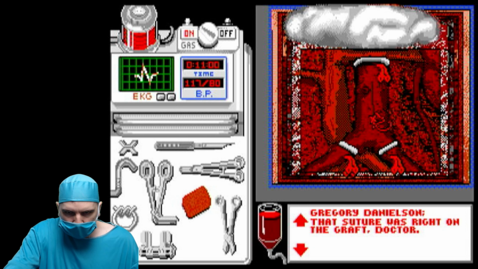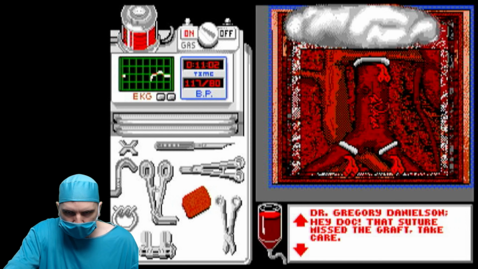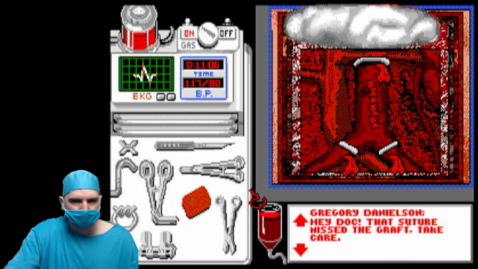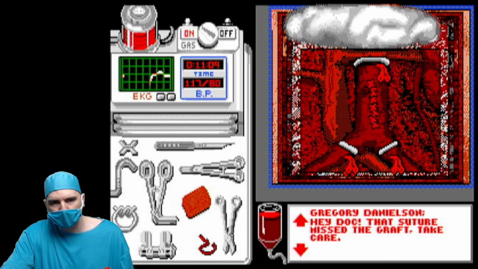Doctor, that suture was well placed. Hey Doc, keep it nice and neat. That suture missed the graft. There you go. Take care. Fantastic. Take care. Yes, I shall. I will.